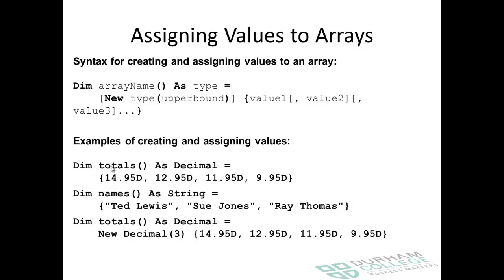So in this case, we've declared totals as a decimal array, and we have assigned values right away. So there's no prior initialization process to those default values. No need to use the keyword new when declaring and assigning values in this manner. This declares and initializes all in one. Here's an example of a string array, and then of course our decimal array. In this case, using the new keyword, you do have the option, as VB likes to give you, more than one way to do things.